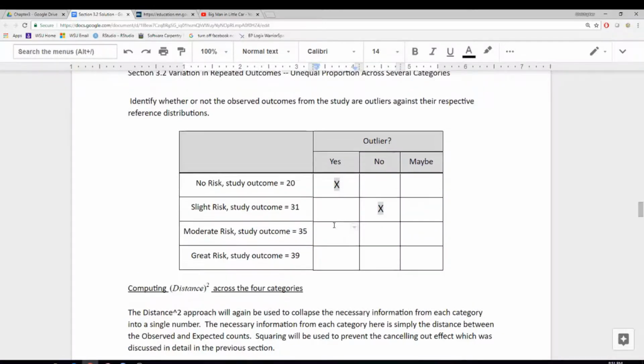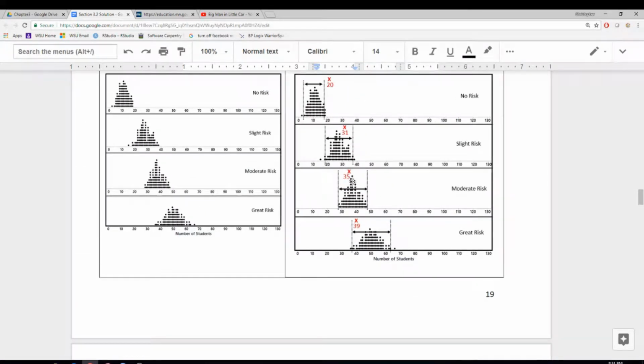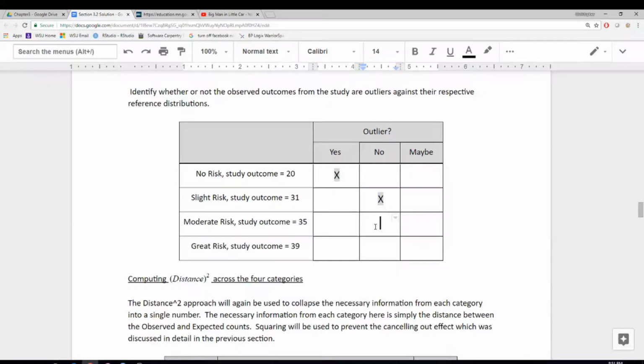How about the moderate risk group? For the moderate risk group, I obtained 35. I should have seen about 37 students in this moderate risk level. So I'm real close to what I expect there. So that's definitely not an outlier.